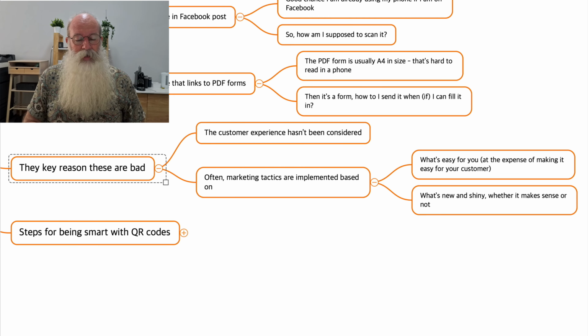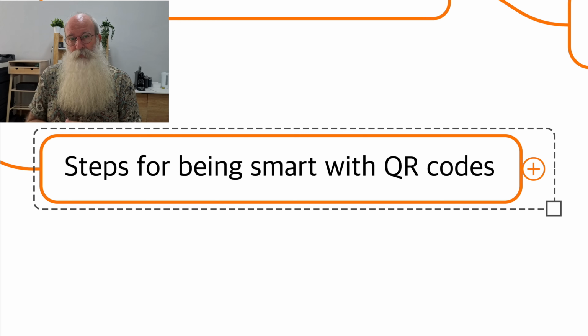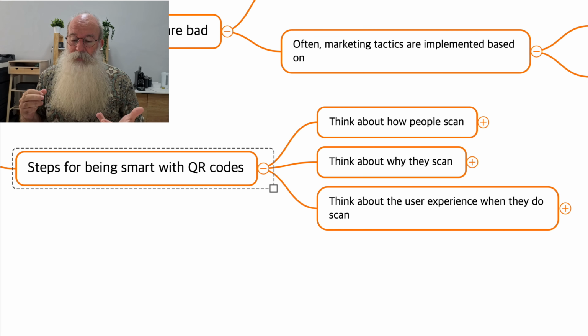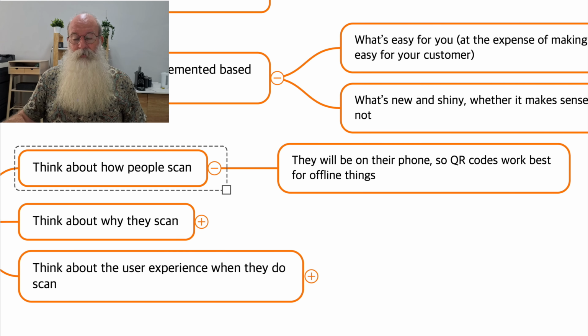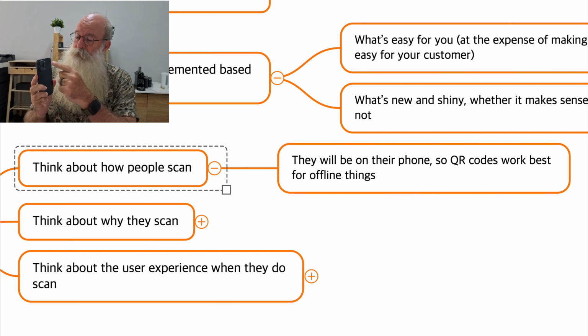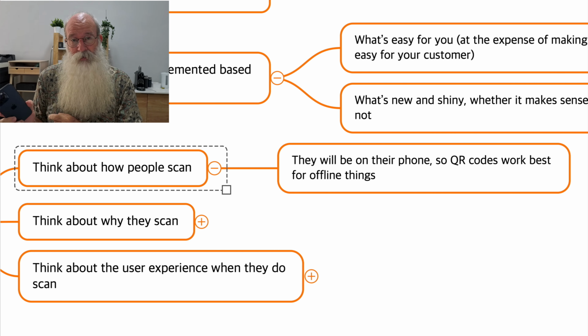So let's have a look at some tips for being smart with QR codes. And I've got three, because 3 is the magic number. So if you think about how people scan, they will be on their phones, so they need access to the camera in order to scan the QR code. So a digital implementation of a QR code generally doesn't make sense most of the time. Offline implementations work better. So think about the back of your business card or a poster.